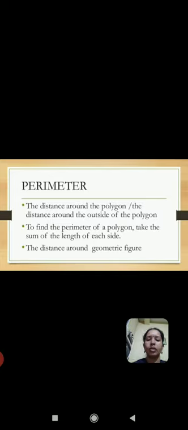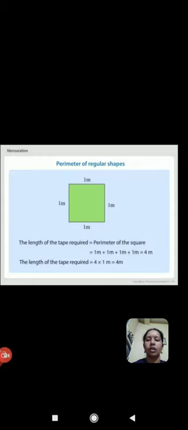To find the perimeter of a polygon, take the sum of the length of each side. The distance around a geometrical figure. First, we find the perimeter of a square. A square has all sides equal. Here we have four equal sides. The length of the tape required is equal to the perimeter of the square.